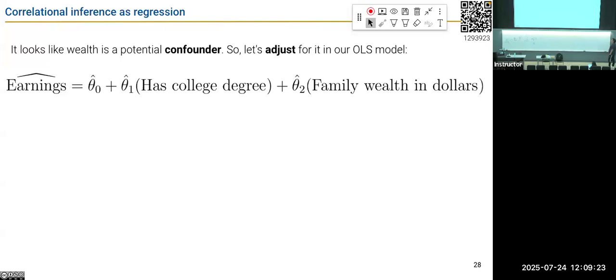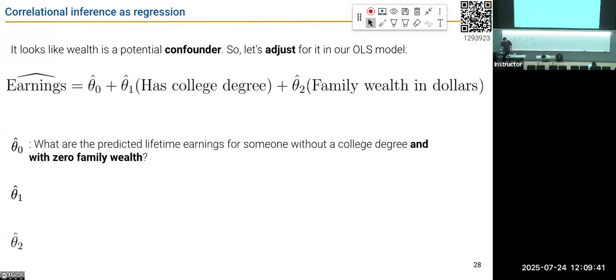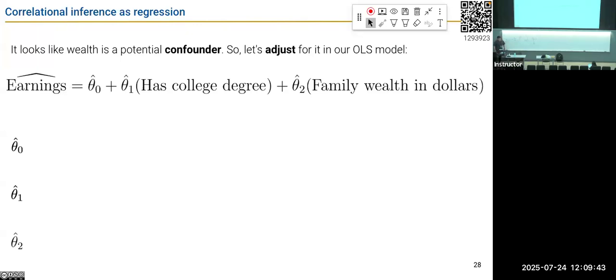Now, on top of that college degree feature, which is the one I'm interested in, I just add another feature that's family wealth in dollars. So, family wealth amount. Now let's interpret theta naught, theta 1, and theta 2 hats.